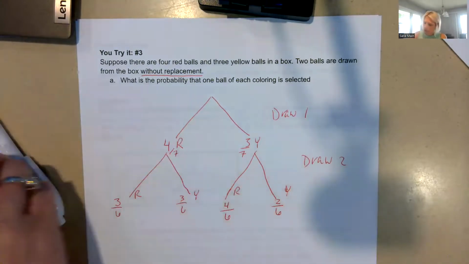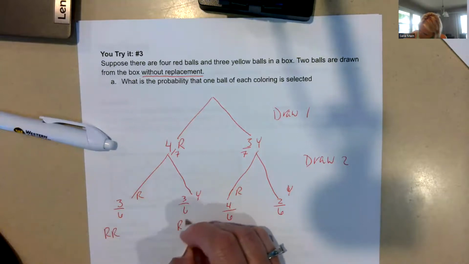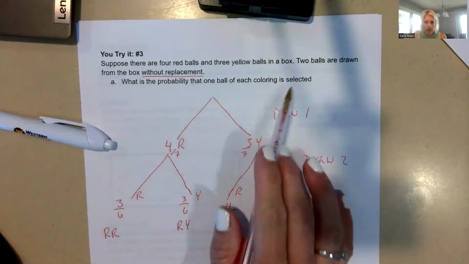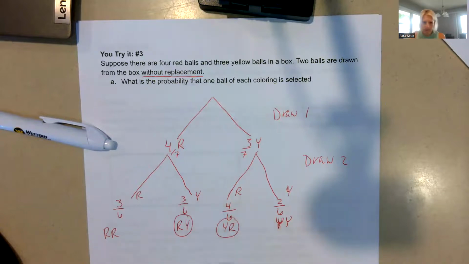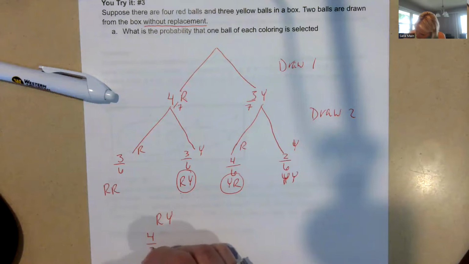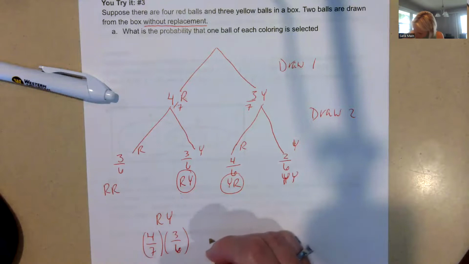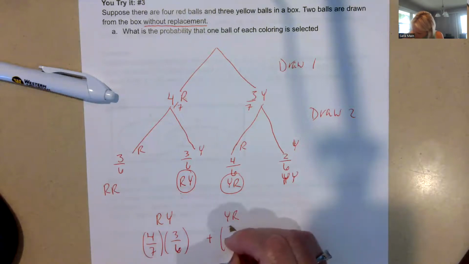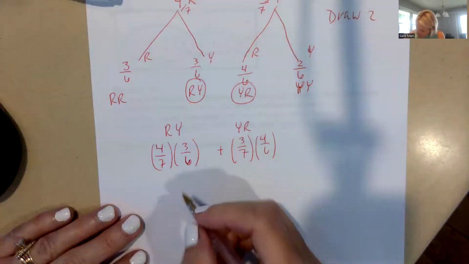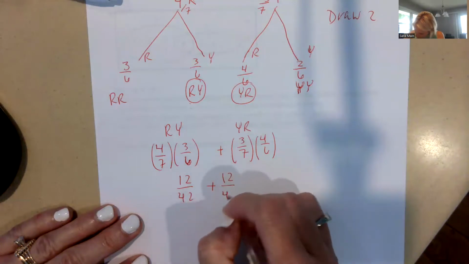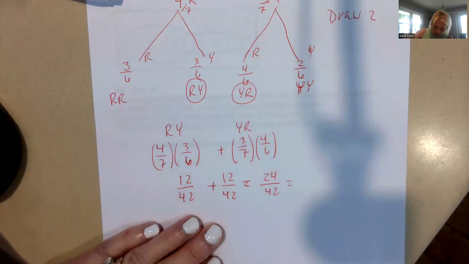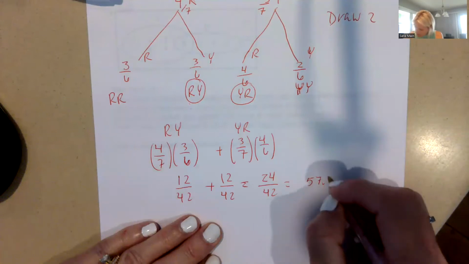So let's go to their question. Let's just write this down. This would be red and red. This would be red and then yellow. This would be yellow and then red. And this would be yellow and yellow. What is the probability that 1 ball of each color is selected? That would be here and here. So red, yellow is 4/7 times 3/6, plus yellow, red is 3/7 times 4/6. That is 12/42 plus 12/42. Adding common denominators, we only add the numerators, 24/42. So that comes out to be about 57.1%.